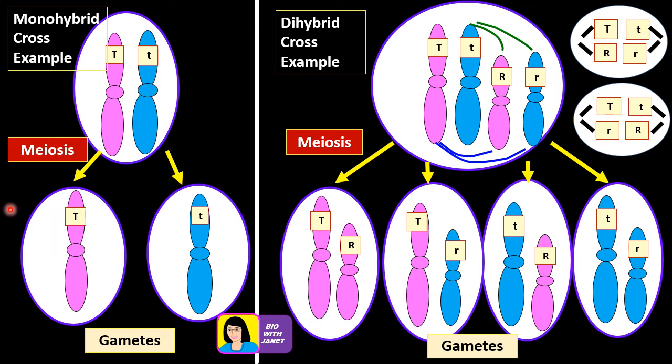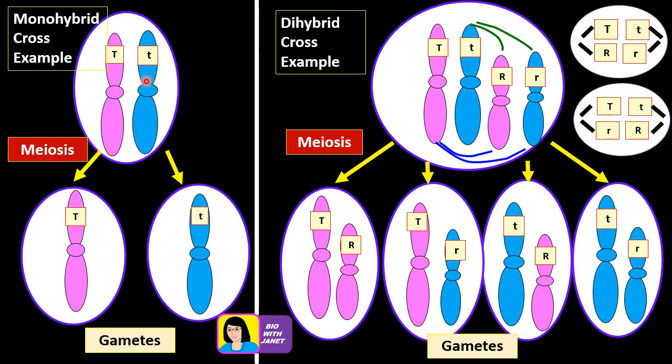Then during meiosis, when the homologous chromosomes separate from each other in anaphase 1 of meiosis, the alleles will separate too. Okay, so the big T allele will be separated from the small t allele, and each one will be found in a gamete. Right?